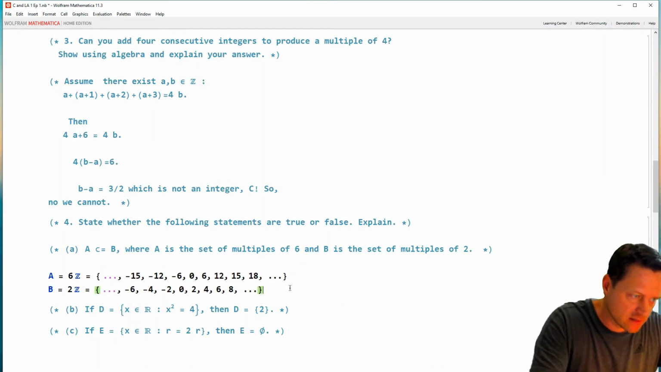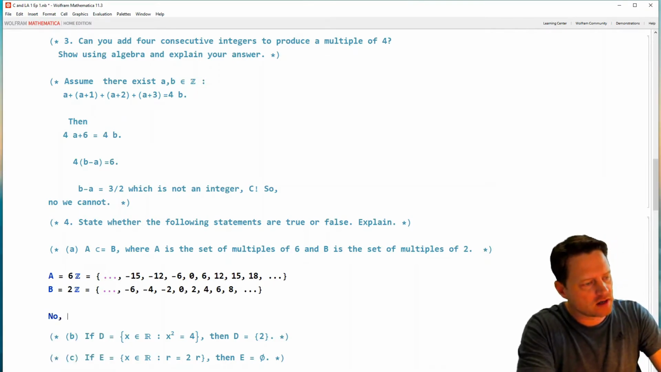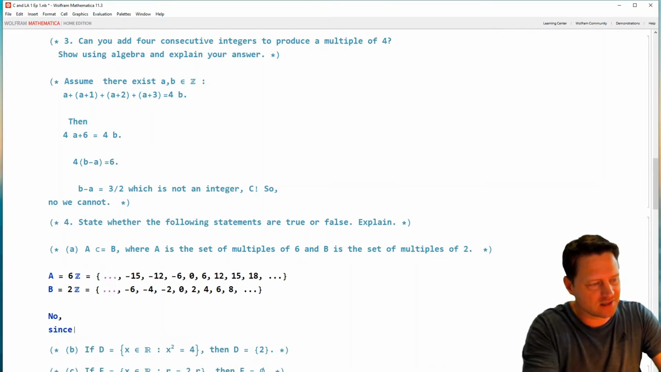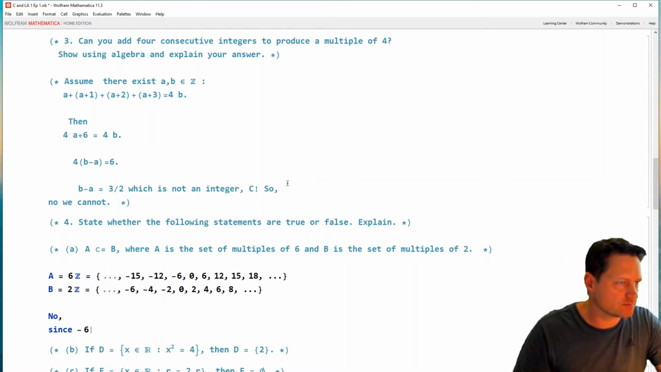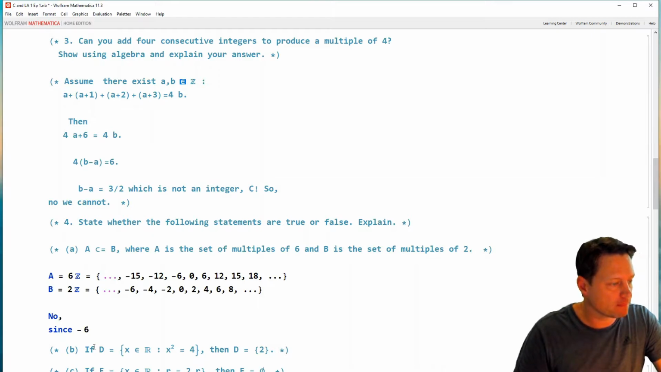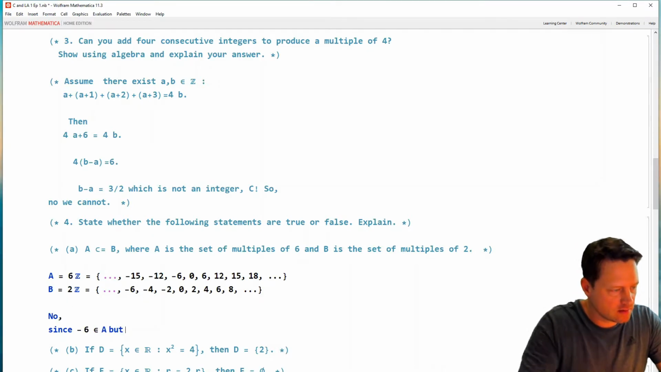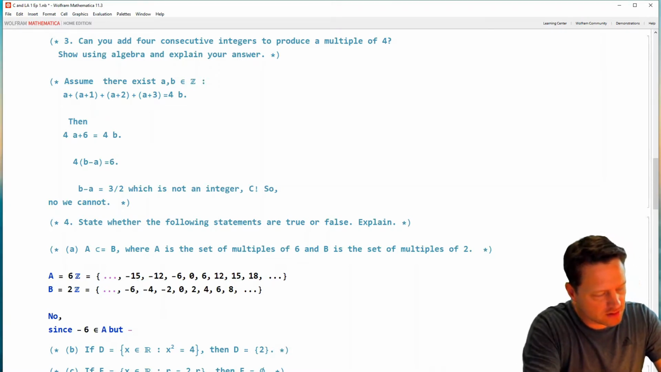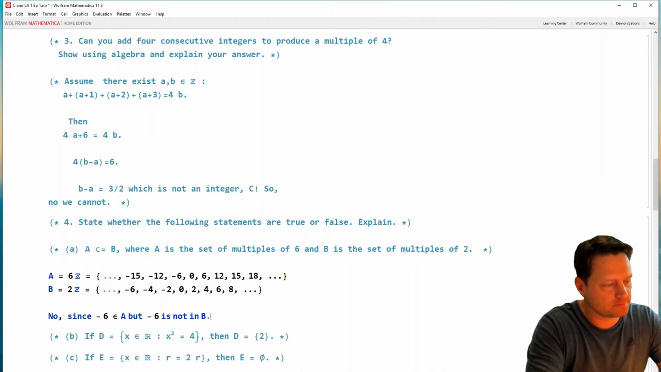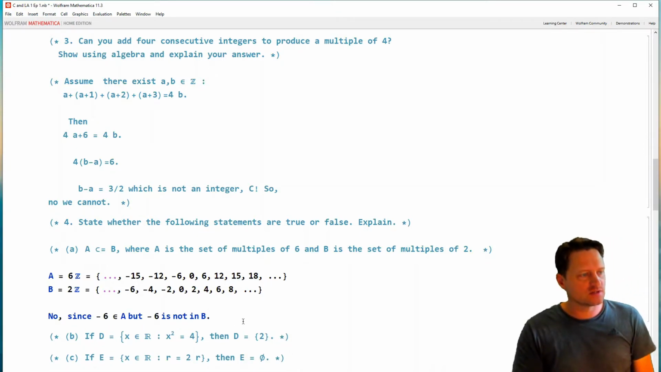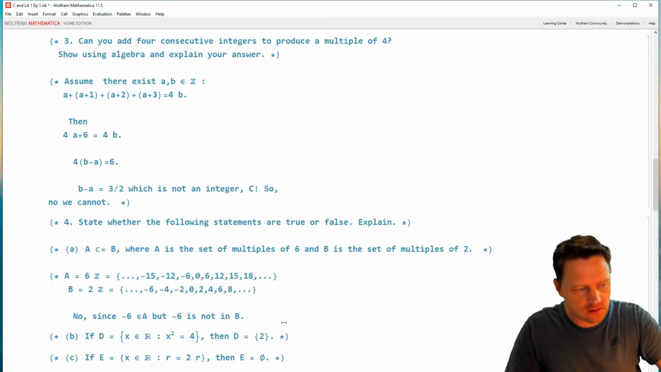Now, is A a subset or equal to B? Well, the answer is clearly no now that we see what's in this. No, because minus 6 belongs to A, but minus 6 does not belong to, I'll just put it as not in B. Okay, so this one's false. And all of this is just a comment, not code.